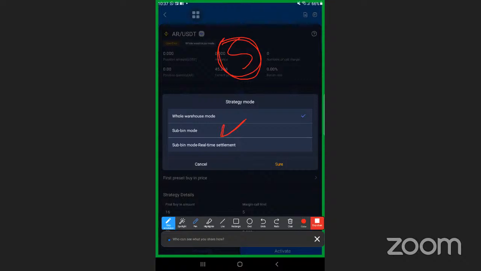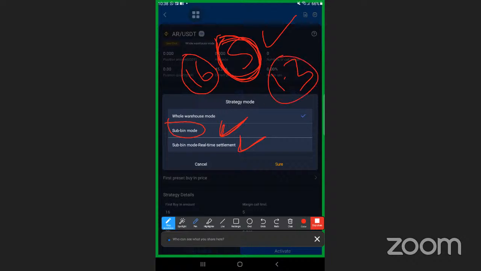It will sell the whole warehouse at one take profit. So put here. If you put here, this is the difference. Here, when the robot sells margin call number 5, it does not give you the profit. It only gives you the capital that has been used to buy margin call number 5. But when you put here, the robot is going to give you your capital for margin call number 5 and the take profit for margin call number 5 all together. It gives you this when it is trading under sub-bin mode real-time settlement.